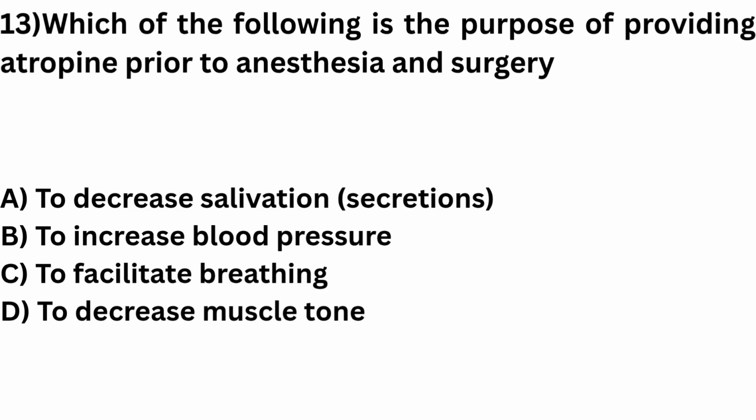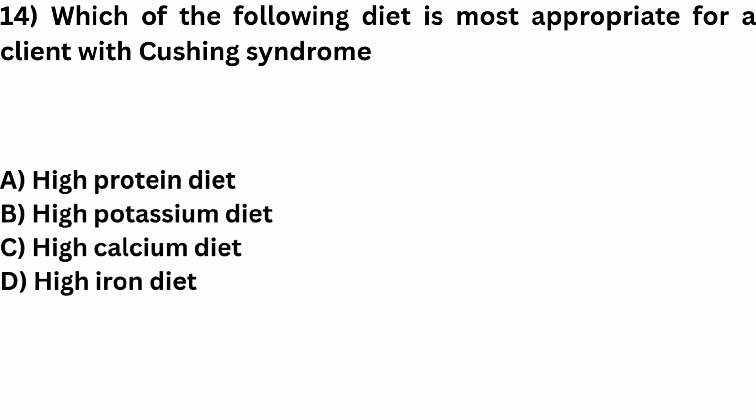13. Which of the following is the purpose of providing atropine prior to anesthesia and surgery? A. To decrease salivation, secretions. B. To increase blood pressure. C. To facilitate breathing. D. To decrease muscle tone. 14. Which of the following diet is most appropriate for a client with Cushing syndrome? A. High protein diet. B. High potassium diet. C. High calcium diet. D. High iron diet.